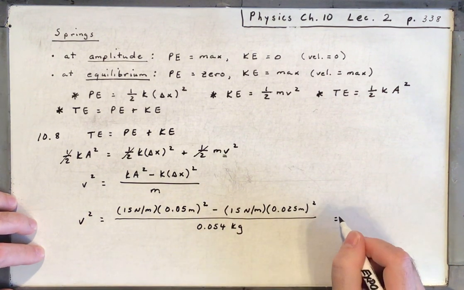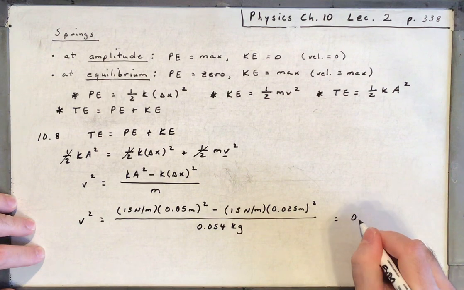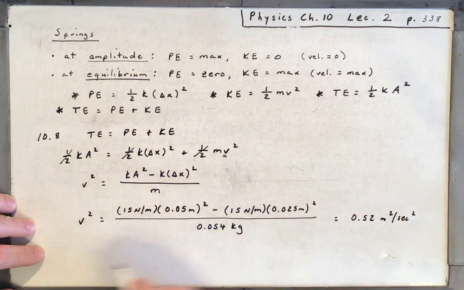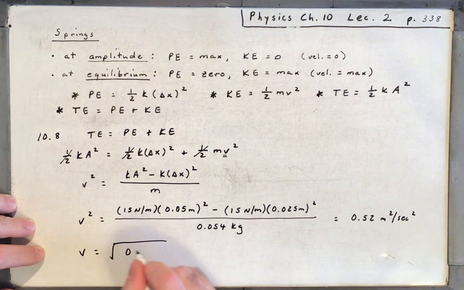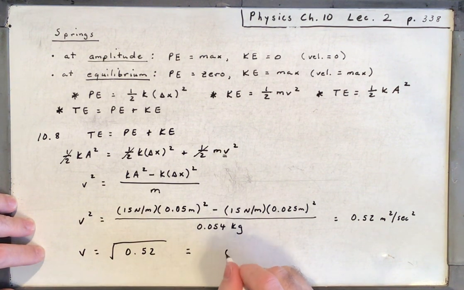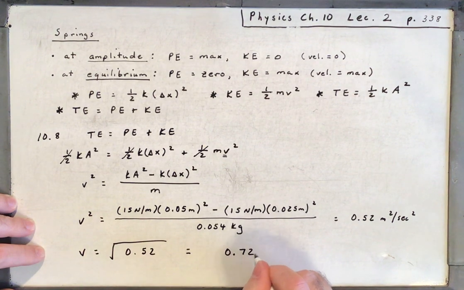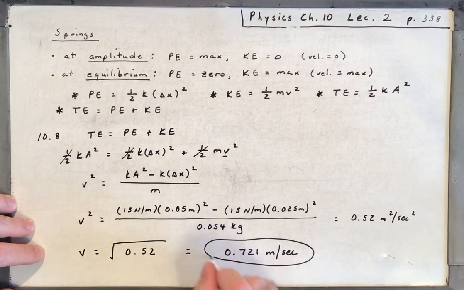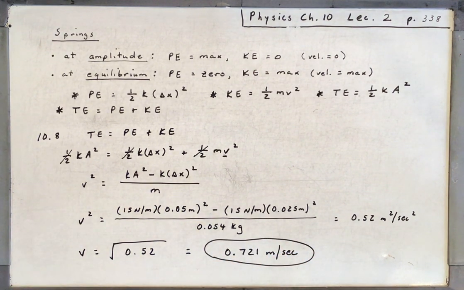kilograms. So our velocity squared, if you go through the math there, is 0.52 meters squared per second squared. And then don't forget to take the square root of that number. So velocity is going to be the square root of 0.52, which is 0.721 meters per second. All right, so that does it for springs.